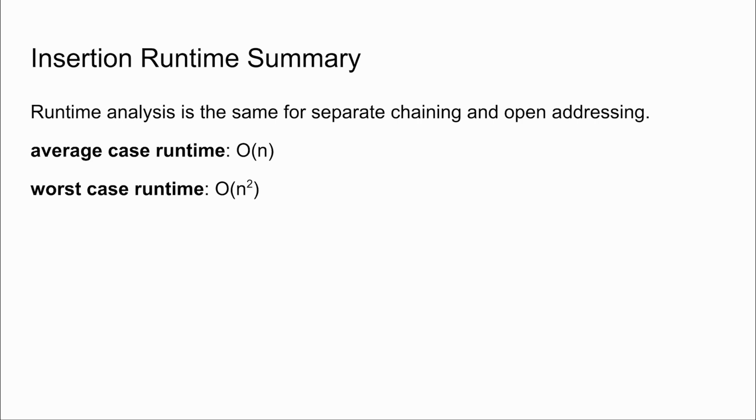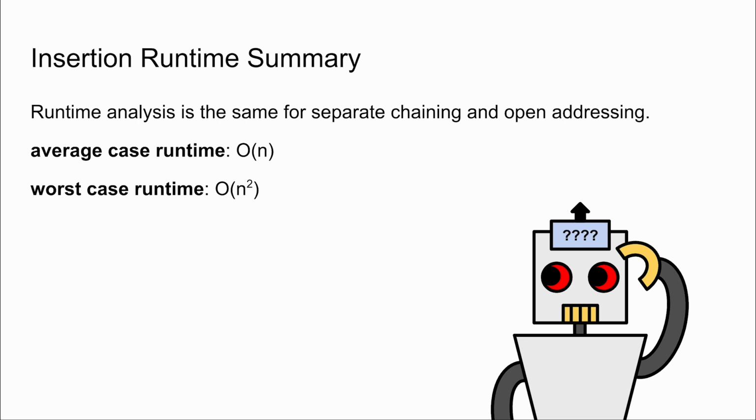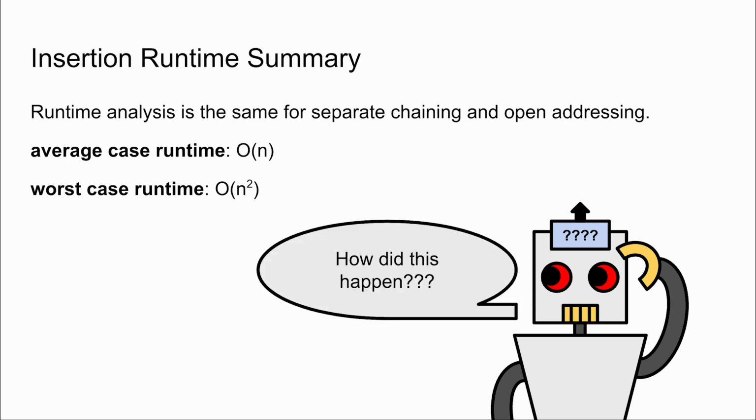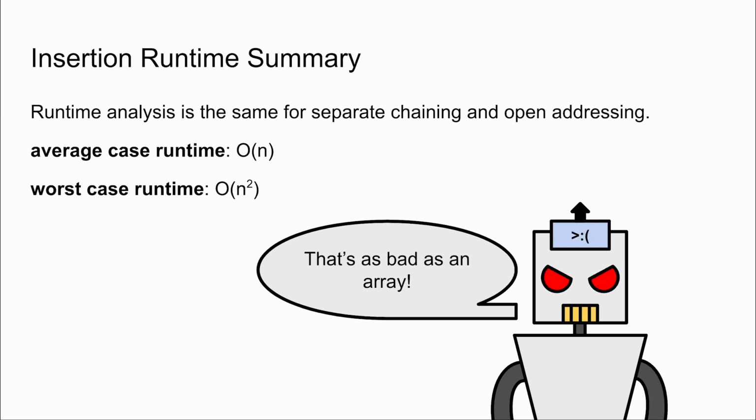Oh hey, it's Tim the Turing Machine. Hey Tim, what's up? How did this happen? What do you mean, how did this happen? We just did a very thorough runtime analysis. You saw exactly how it happened. That's as bad as an array? Yeah, you have a point. This does seem pretty bad. But it's not as bad as an array, and I have just the trick for showing you why.